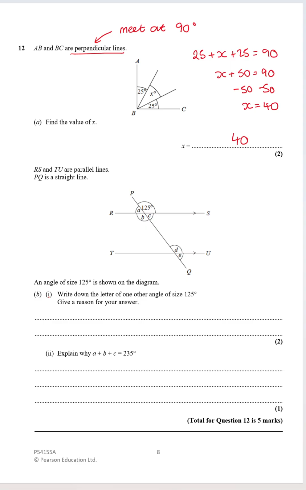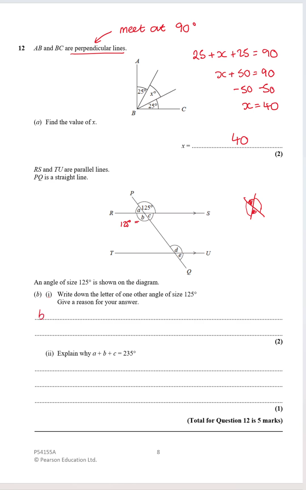My next one says, RS and TU are parallel lines. PQ is a straight line. An angle of 125 degrees is shown on the diagram. Write down the letter of one other angle the size of which is 125 degrees. Write down a reason for your answer. I'm going to go straight in with the easy one here, which is B is equal to 125 degrees. And that's because vertically opposite angles are equal. If I get an X shape like this, then these two angles here will be the same. Similarly, these two angles here will be the same.